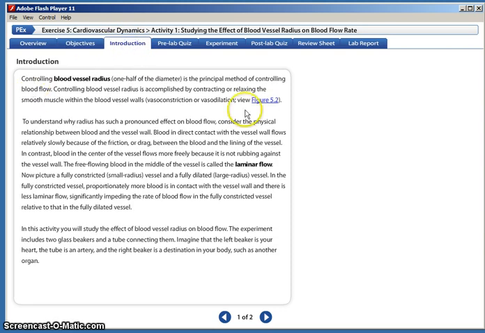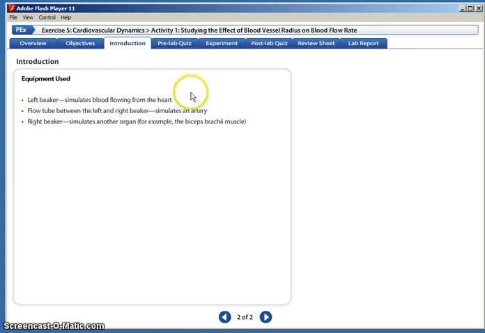So the introduction, again, walks you through specifics of what everything represents. The left beaker is going to be blood flowing from the heart. The flow tube between the left and right beaker is the artery, and the right beaker is another organ. Okay? So heart to other organs and a vessel between.